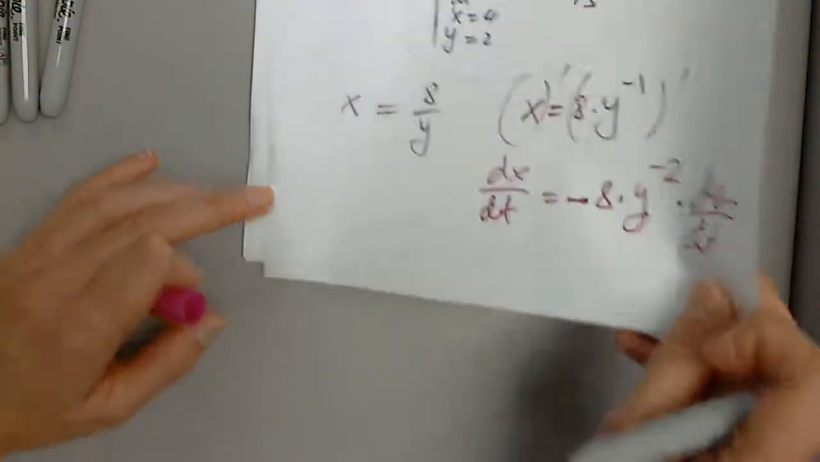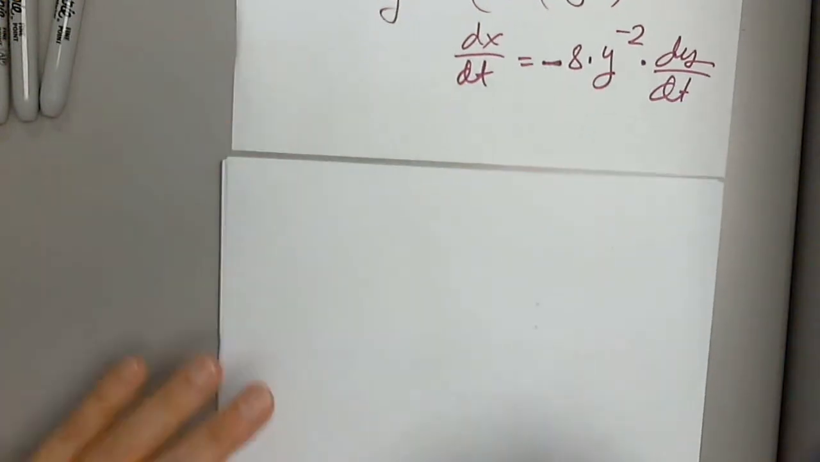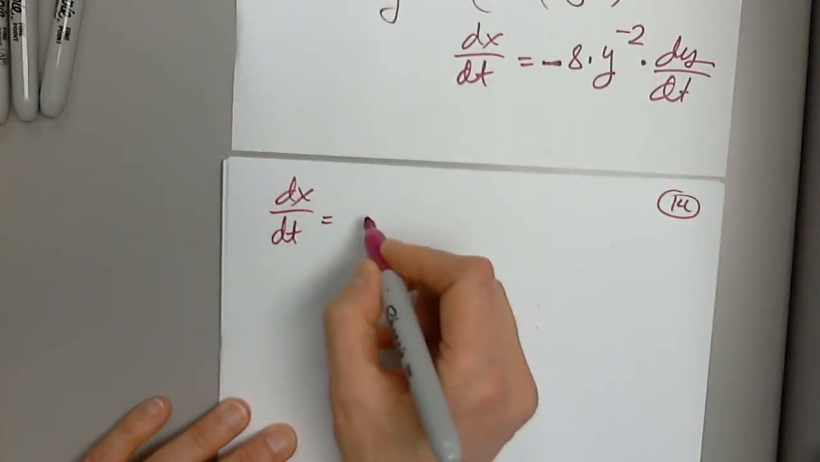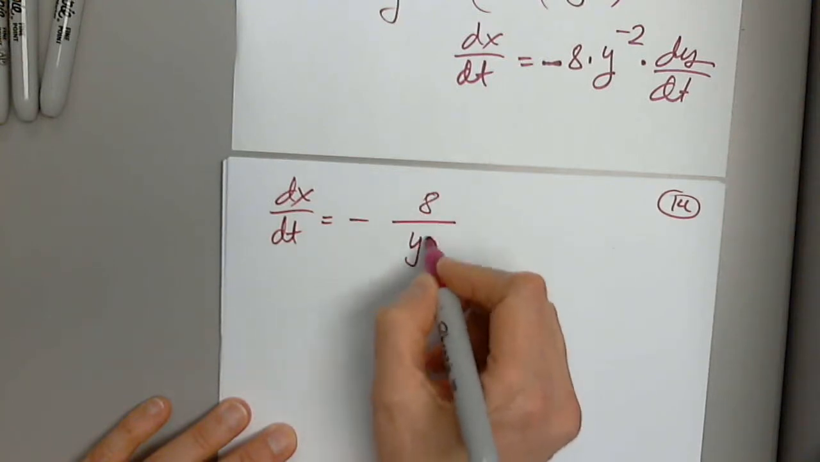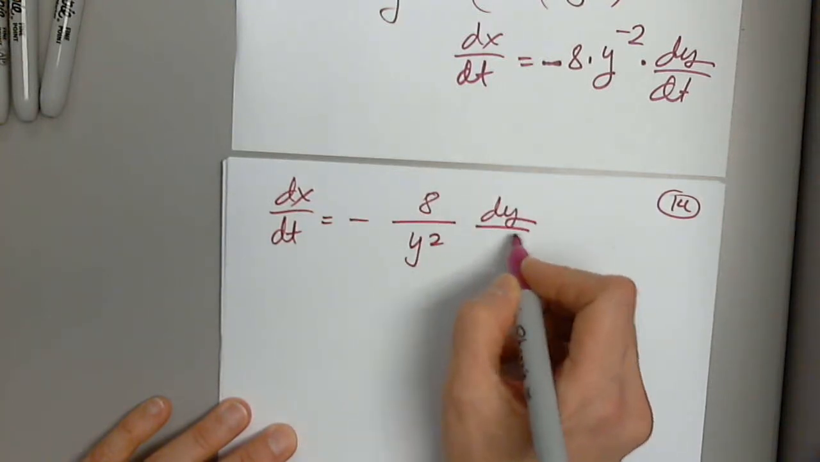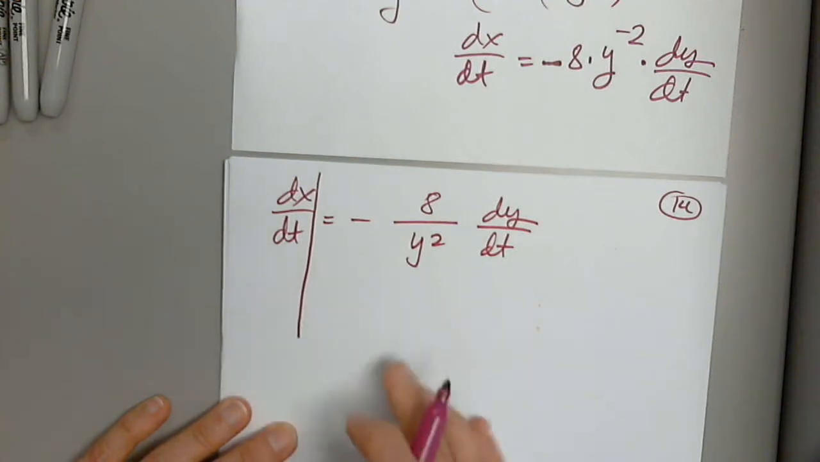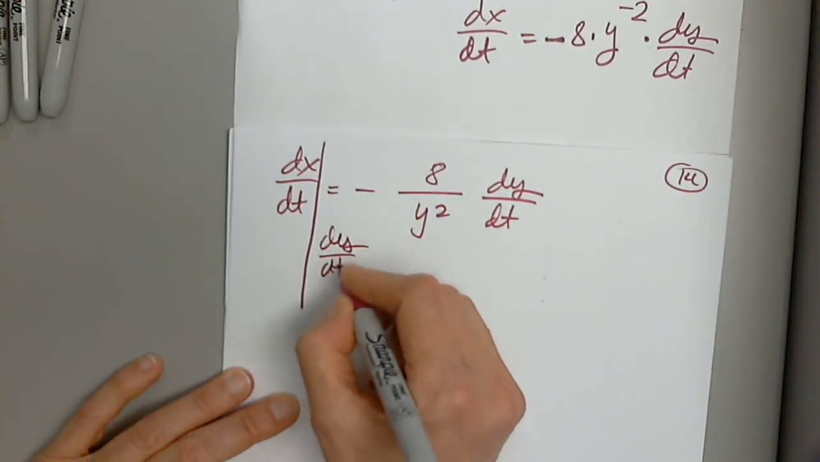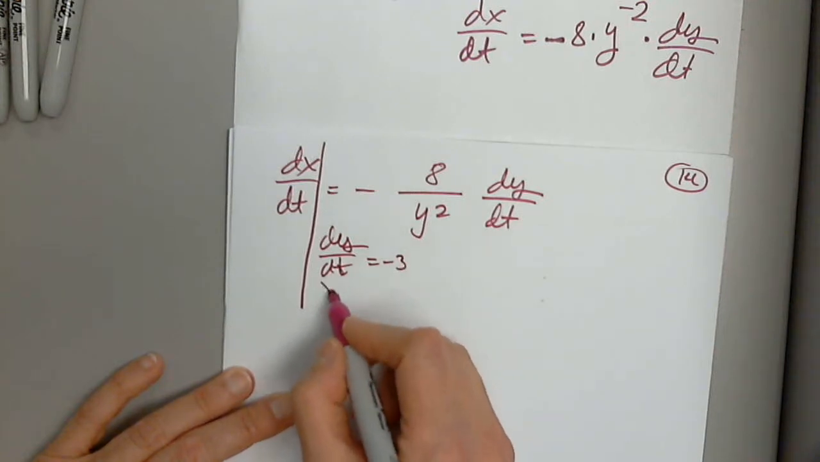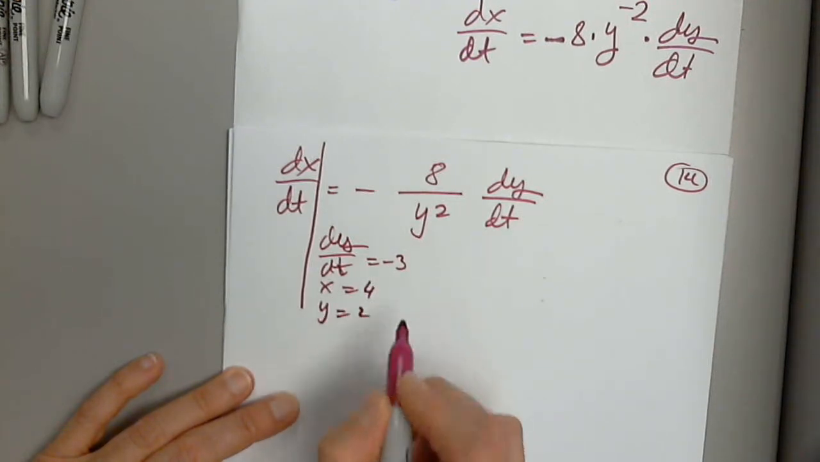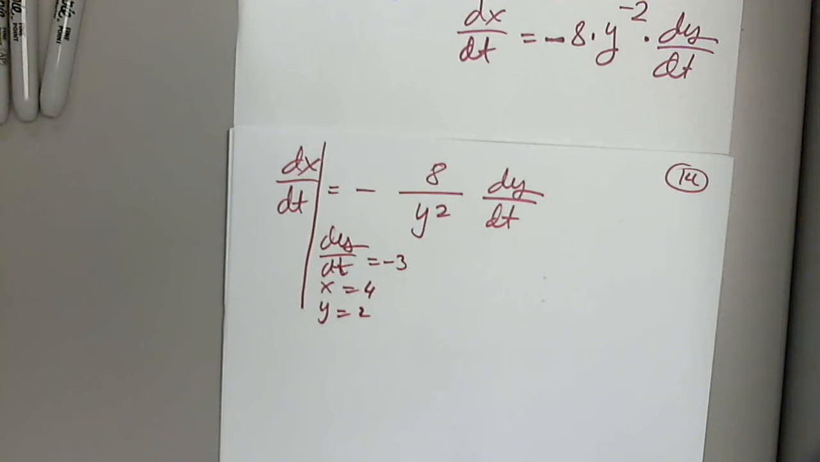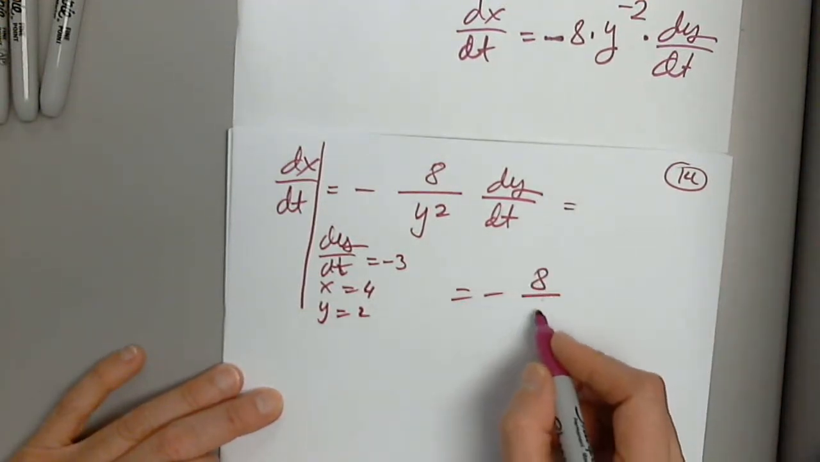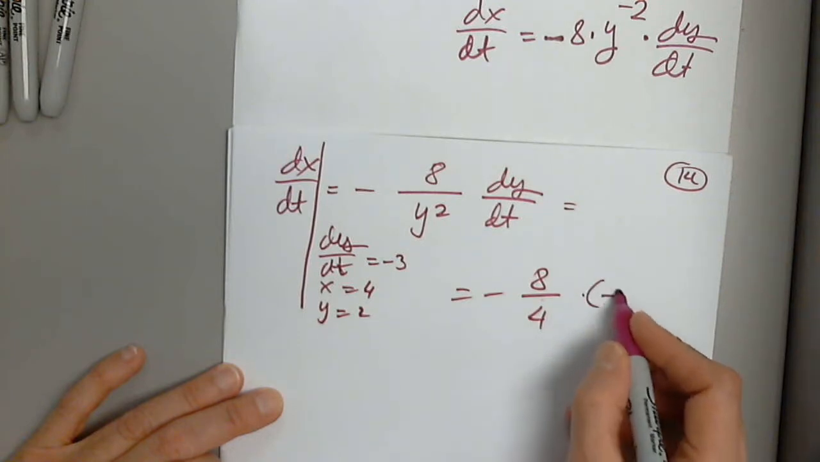So then dx over dt equals -8 over y squared times dy over dt. Now I'm done. So I have dy over dt at -3. I have x equals 4 and y equals 2. And I just put in all the numbers: -8 over 4 times -3.